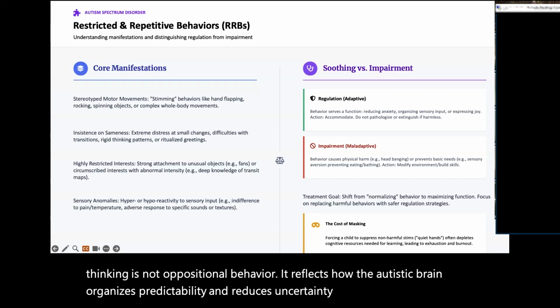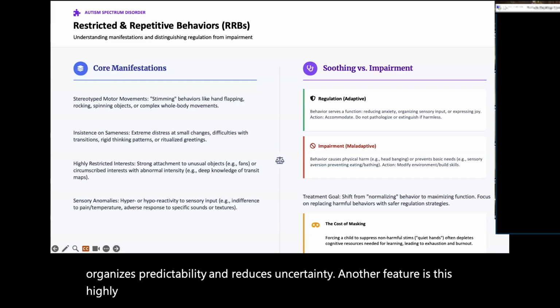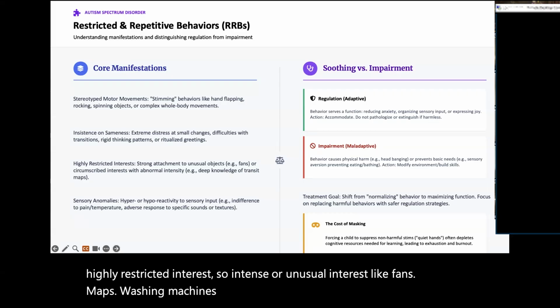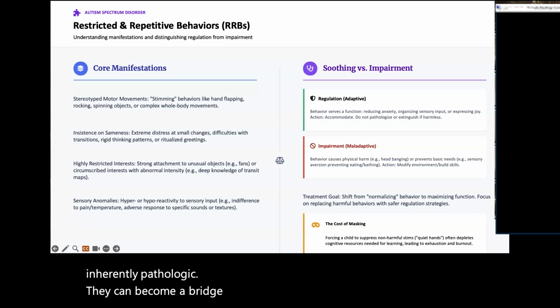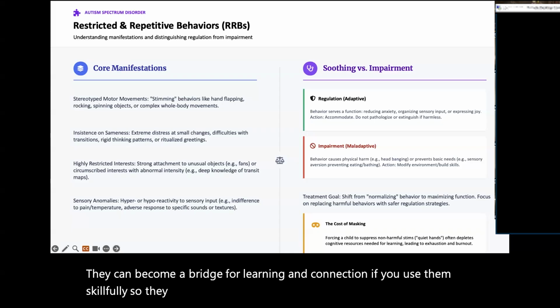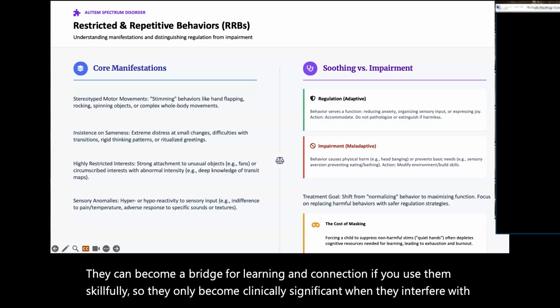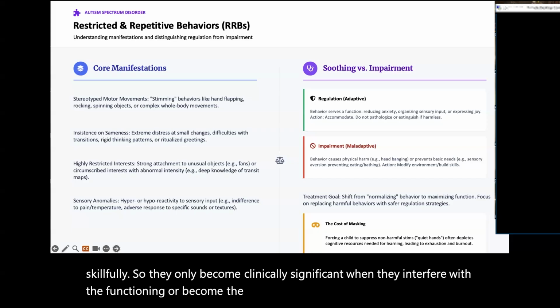Another feature is this highly restricted interest. So intense or unusual interests like fans, maps, washing machines, dinosaurs, trains I hear are very popular, are not inherently pathological. They can become a bridge for learning and connection if you use them skillfully. So they only become clinically significant when they interfere with functioning or become the child's sole area of focus.